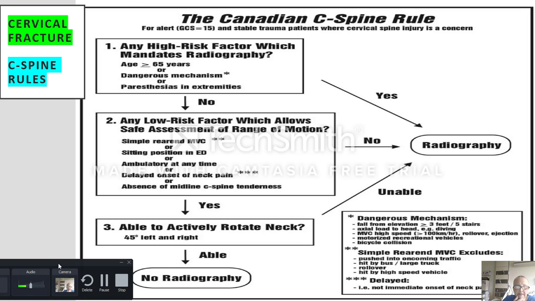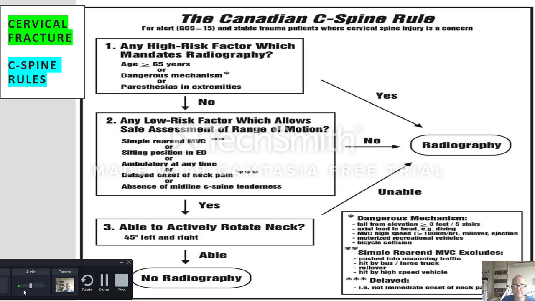Able to actively rotate the neck. Can you actively rotate the neck 45 degrees to the left and 45 degrees to the right? You can do that. No radiography, no x-ray. If you're unable to do that, then you go have x-rays.